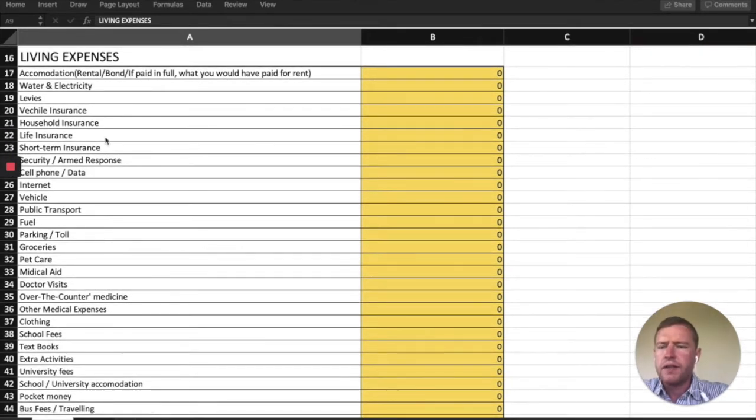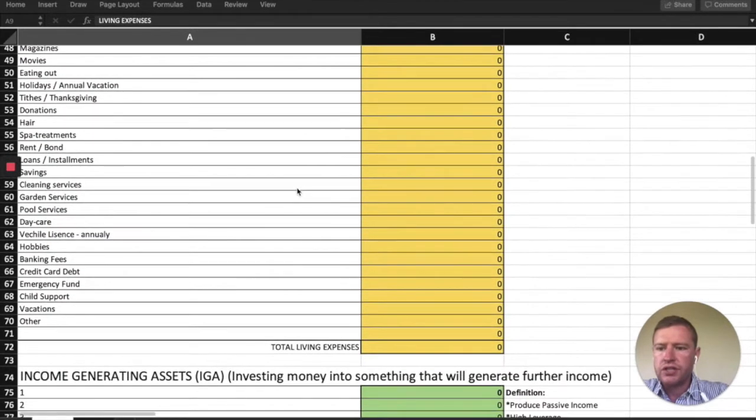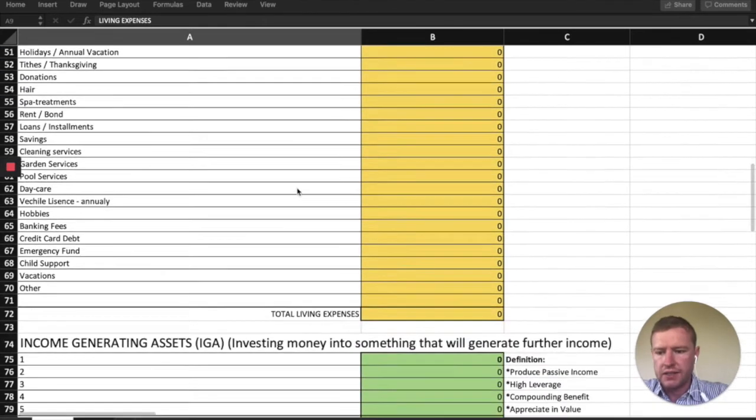The only 1 or 2 things that I want to highlight is your accommodation. Now accommodation means rental income, your bond that you're paying, but if you are staying in your own house and it's fully paid, what would you have paid in rent to stay there? Please use that figure, because this is the rent that you're actually losing from staying in that property. So just go through everything here. Also just note savings, monthly savings just to put away for long term is also considered an expense.